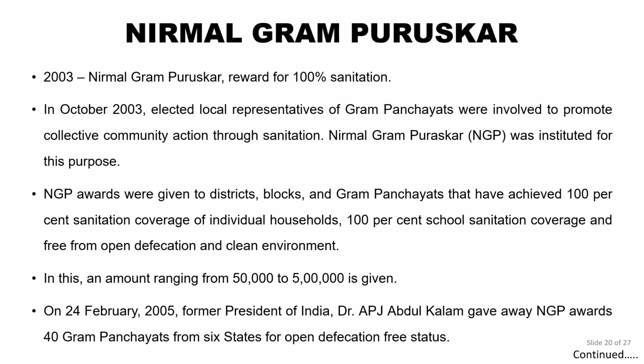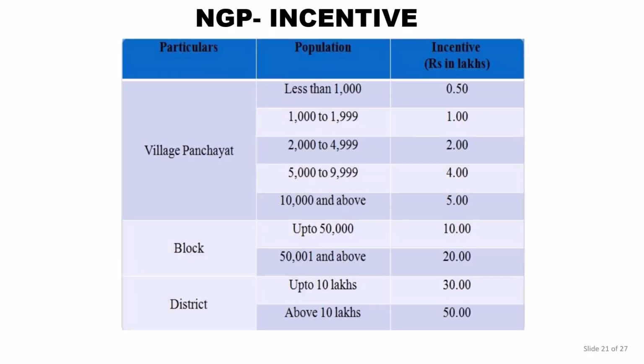On 24th February 2005, former President of India, Dr. APJ Abdul Kalam gave away NGP awards to 40 Gram Panchayats from 6 states for open defecation-free status under the scheme. In this slide you can see the amount of incentive, which ranges between 50,000 and 50 lakh rupees under the Nirmal Gram Puraskar program on the basis of population distribution.